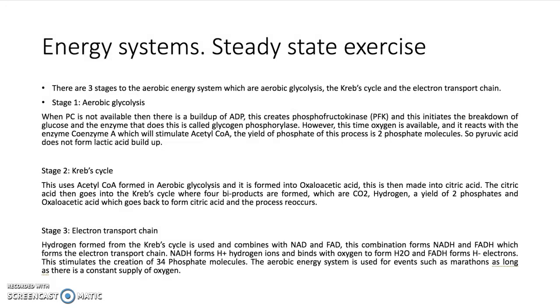The 3rd stage is the electron transport chain. Hydrogen formed from the Krebs cycle is used and combines with NAD and FAD. This combination forms NADH and FADH, which forms the electron transport chain. NADH forms H+ hydrogen ions and binds with oxygen to form H2O. FADH forms H- electrons. This stimulates the creation of 34 phosphate molecules. The aerobic energy system is used for events such as marathons as long as there is a constant supply of oxygen.